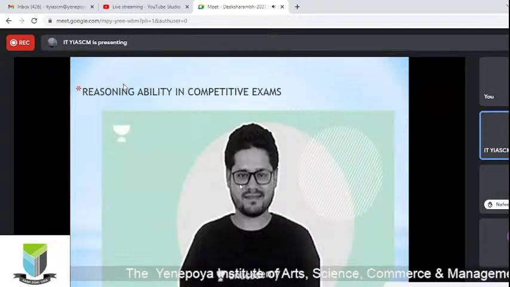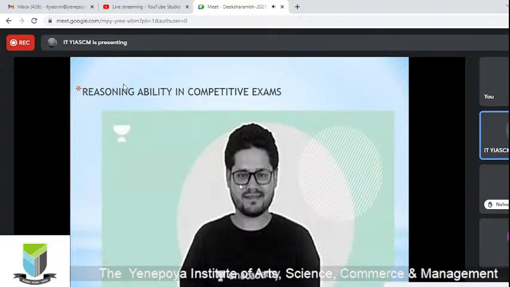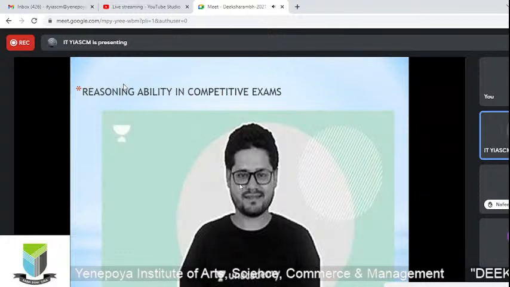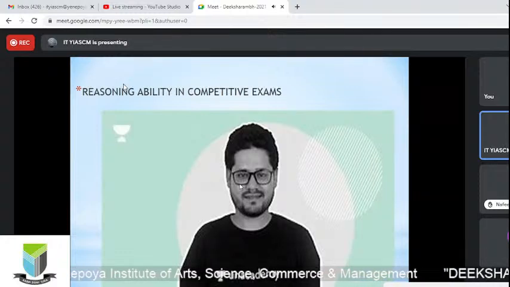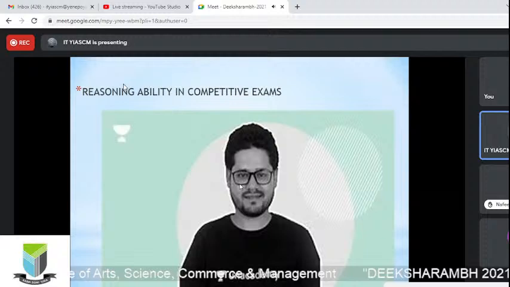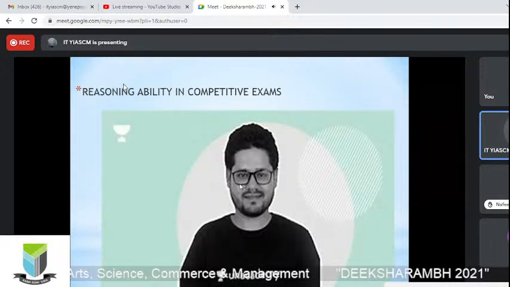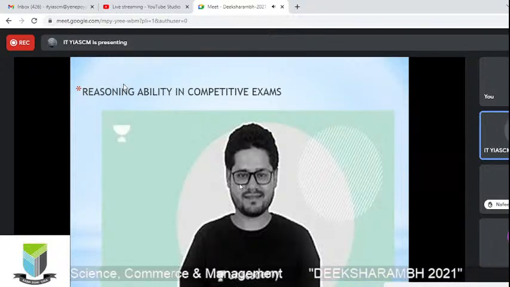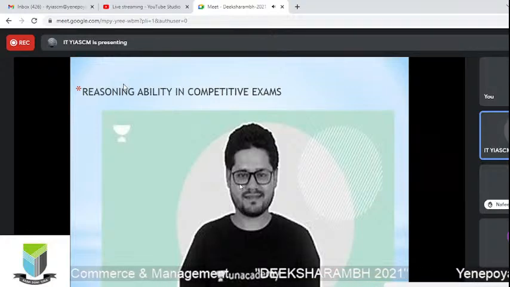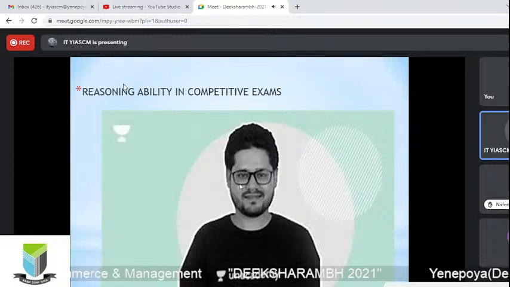Next, reasoning ability in competitive exams. You also have reasoning ability. That is, you get a question like: A is the father of B, B is the son of C. Such kind of question you get. Finally, you have to answer what is the relationship between B and A, or A and C. So this kind of questions you get.